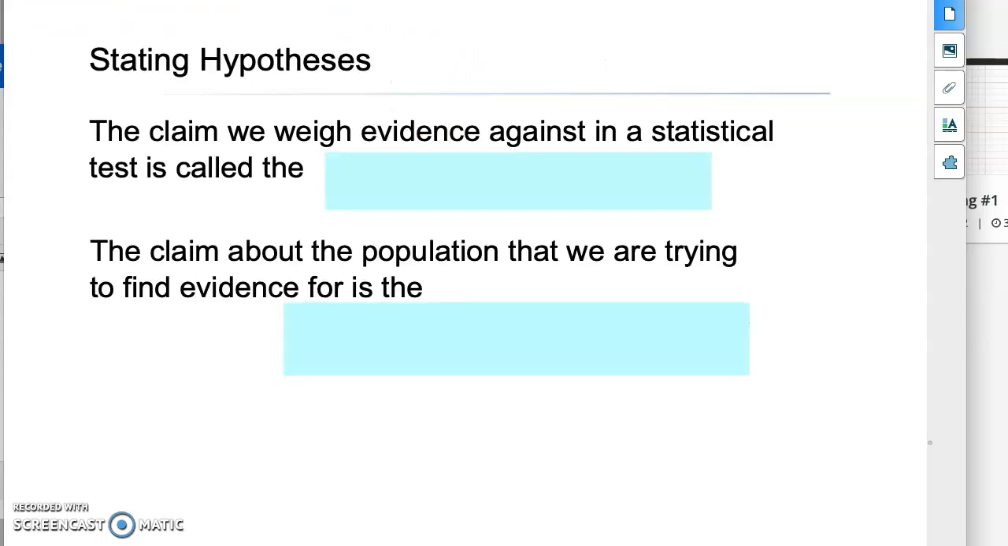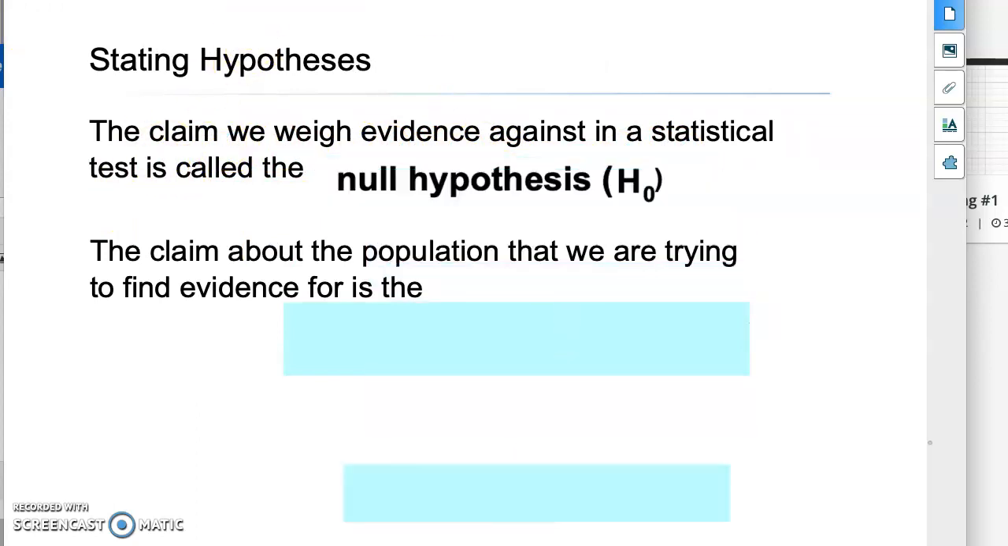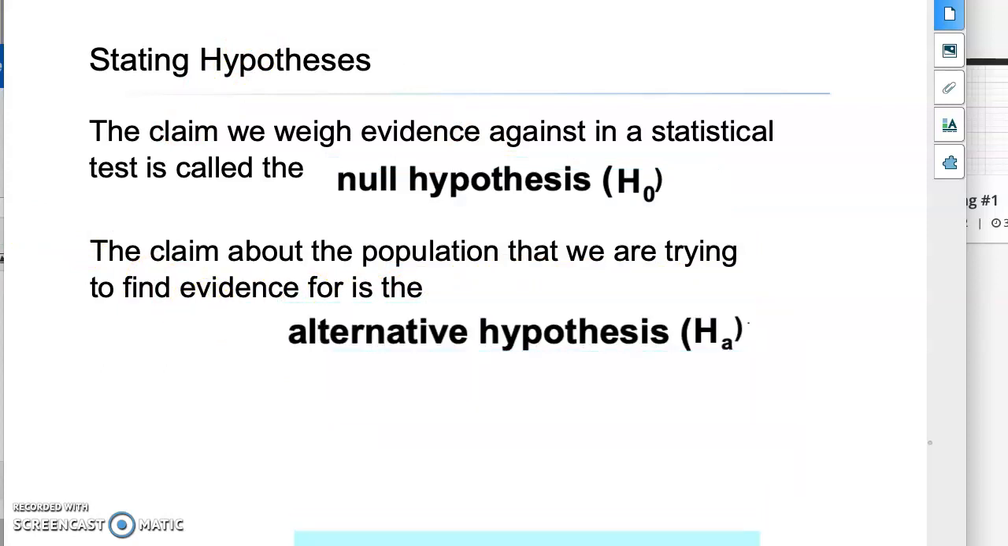Okay, so the claim we weigh evidence against in the statistical test is called the null hypothesis. The claim about the population we're trying to find evidence for is the alternative. So we start by assuming the null is true, and we're looking for evidence to say that it's not true.